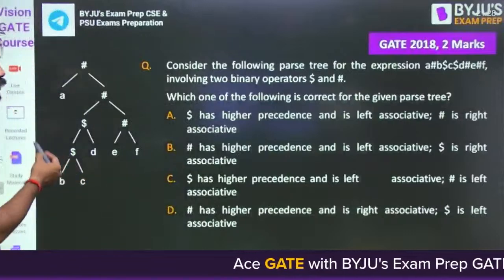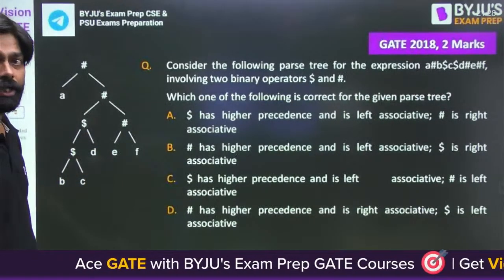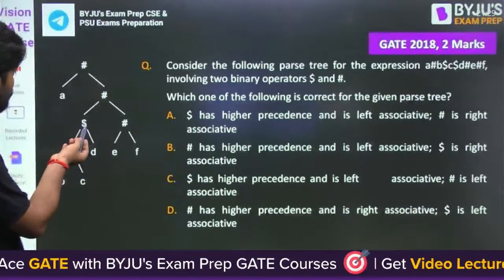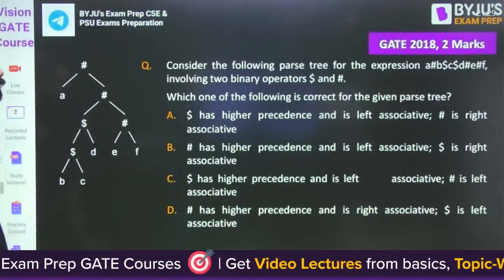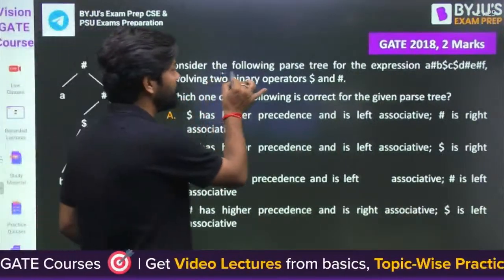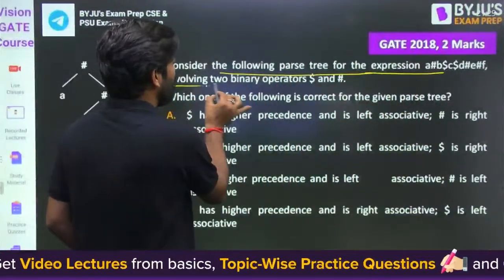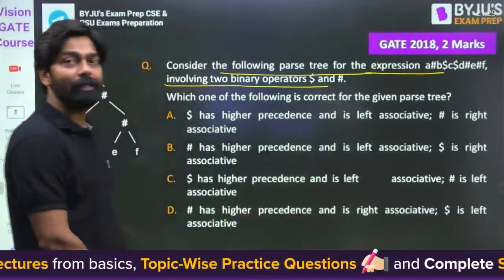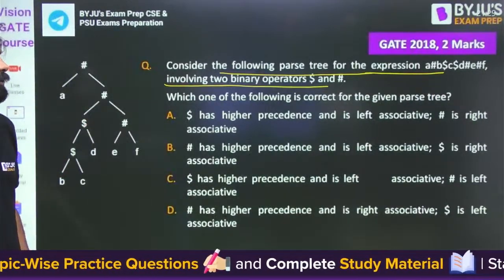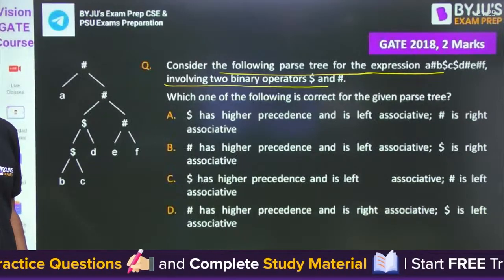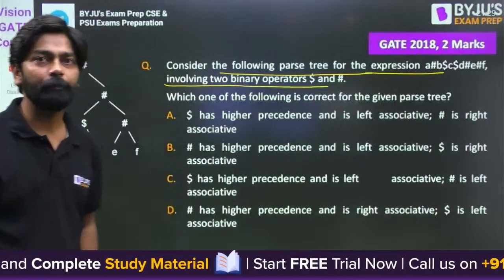Okay, for this question they have given the tree here. Fine, they have given the syntax tree, the parse tree here. Or you can say this is a syntax tree, because operators are the roots. Even they have written parse tree. Consider the following parse tree for the expression, involving two binary operators, dollar and hash. Which of the following is correct for the given parse tree? Can you please tell me? Option A, option B, option C, option D. I'm waiting for the response. Please reply.